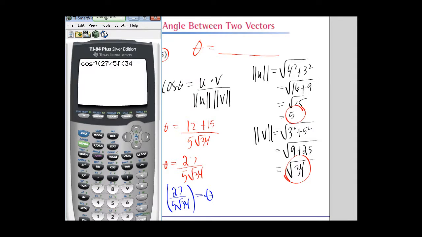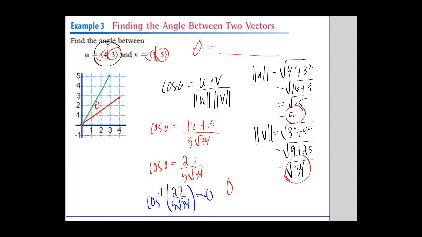Well, order of operations says it's trying to find 27 divided by 5, get a number, and then multiply that by the square root of 34. And if we remember from chapter 4, the domain of the inverse cosine is from negative 1 to 1. So this result is outside that domain, so it's giving us an error. To correct this, let's put parentheses around everything in my denominator. Open parentheses, 5 root 34, enter. Great. Looks like theta is 21.2 degrees.